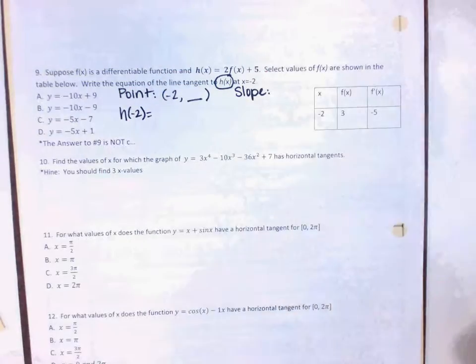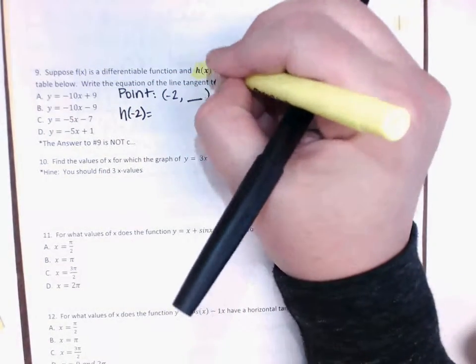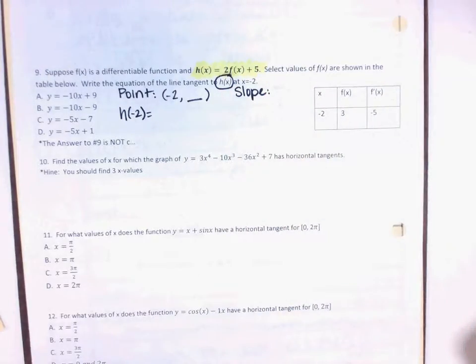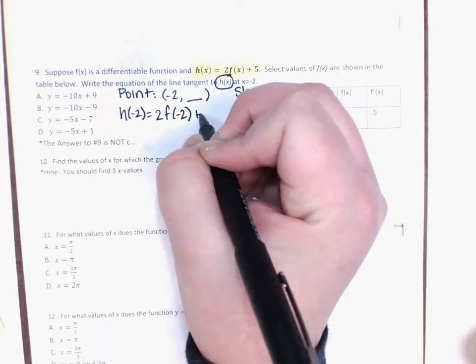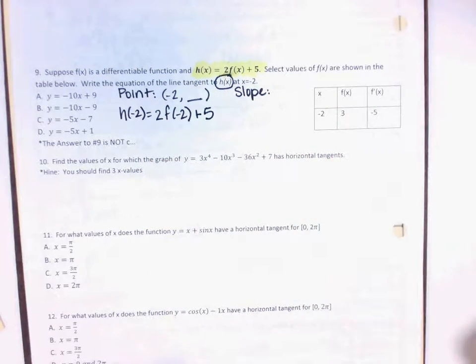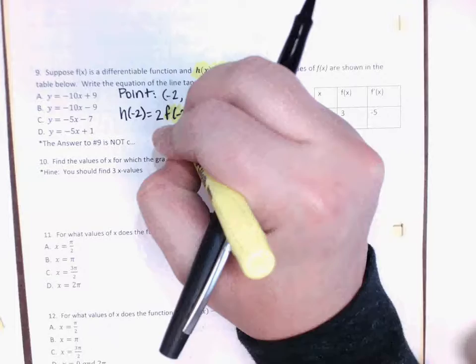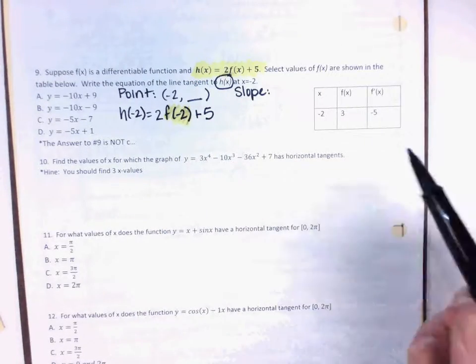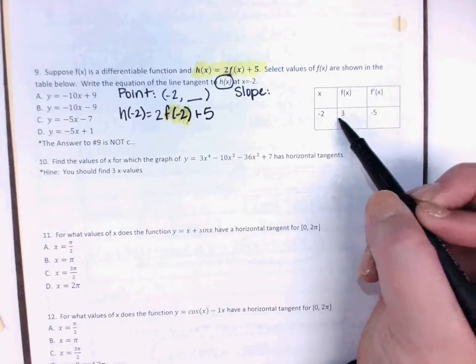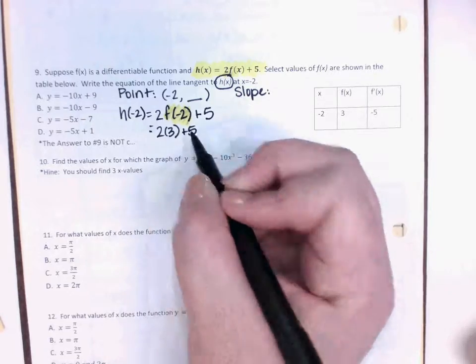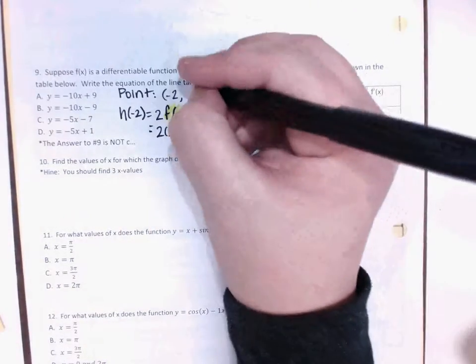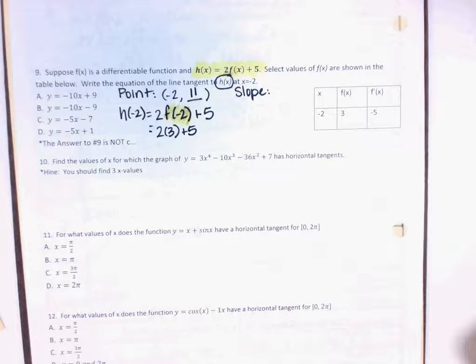Okay, well look, they gave you an equation. What did they tell me h of x is? Double f of x plus 5. So I want double f of -2 plus 5. Does that make sense so far? Okay, look at your chart. I need to know what f of -2 is. Well, lucky for us, there's a chart that tells me that at -2, what's f? 3. So 2 times 3 is 6. 6 plus 5, what's my y value? 11. So instead of me having to plug it in by hand, I have a chart right there. I can just pull that value from there.